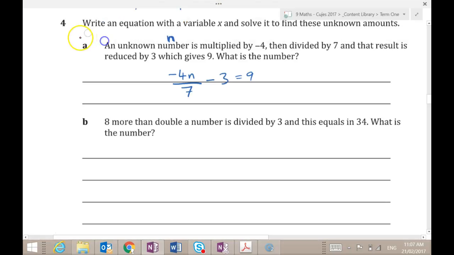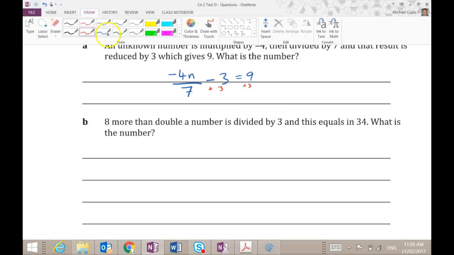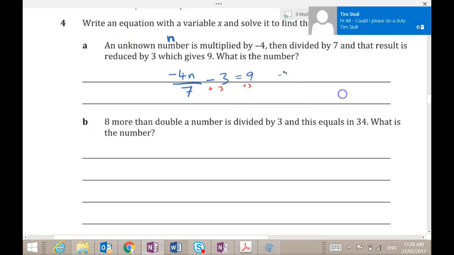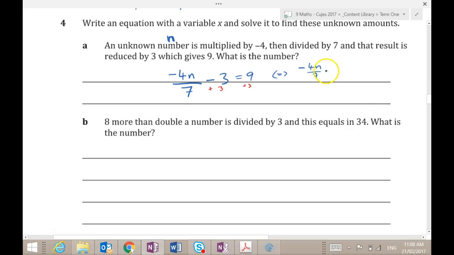What's the easiest thing to get rid of in that equation? What's got the least to do with it? Yeah, 3, absolutely. The opposite of subtracting 3, add 3 to each side. Perfect. So I'm going to have -4n over 7 equals 9 and 3 is 12.